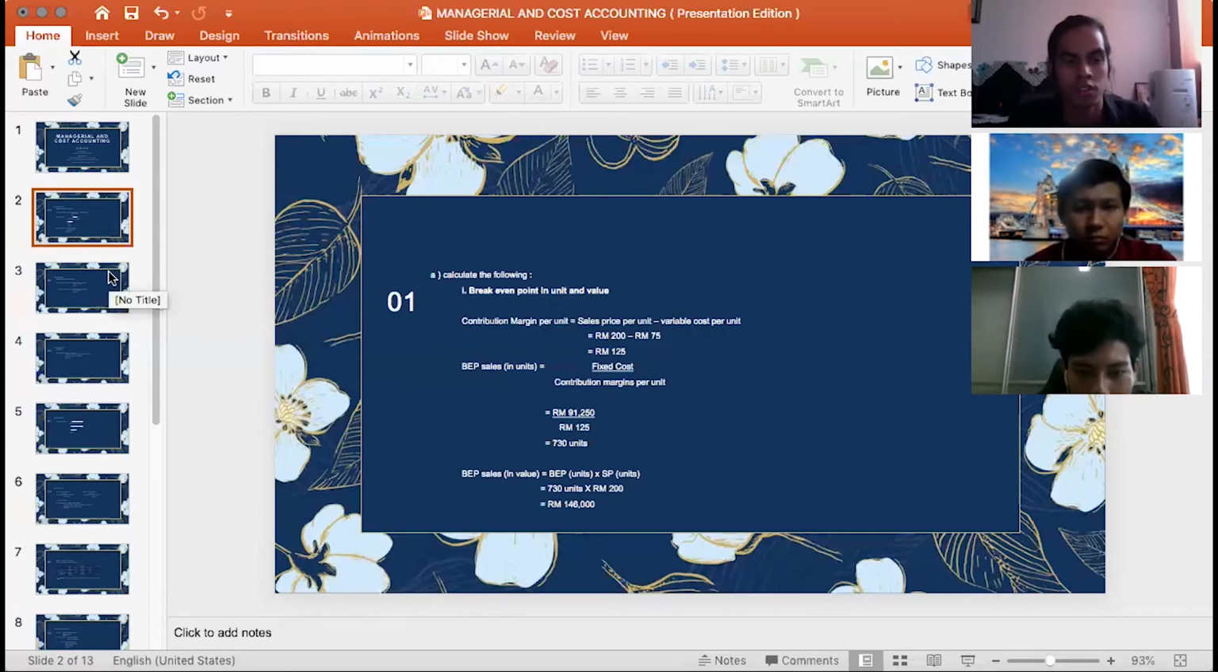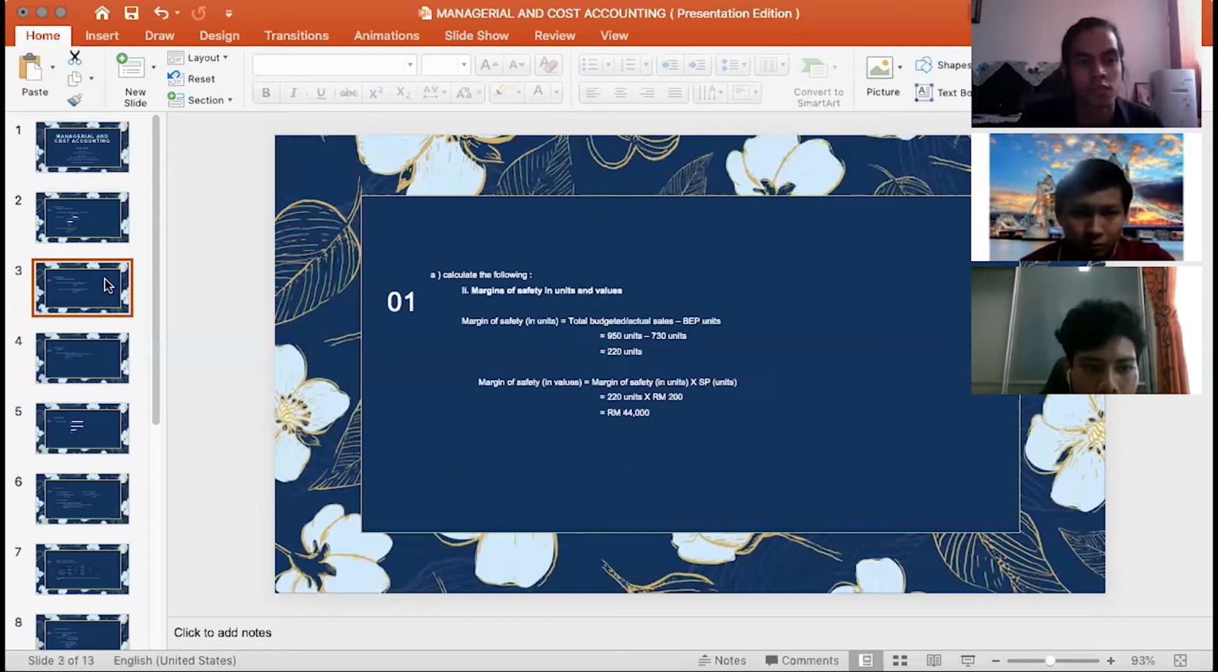For BEP sales in value, BEP units times sales price per unit, 730 units times 200. So the answer is RM 146,000. Moving on to the second question, which is margin of safety in units and value.